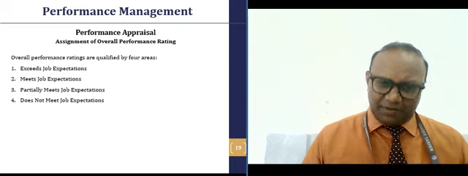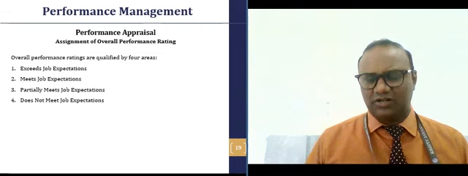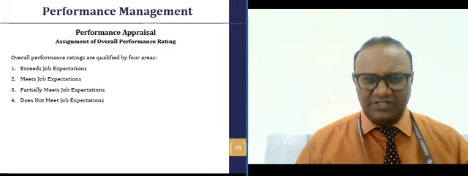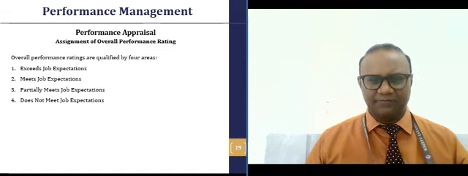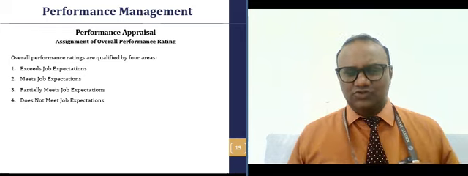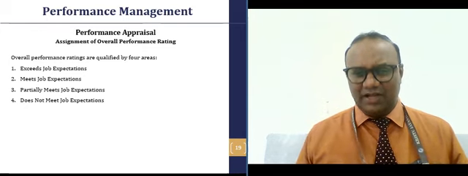Thirdly, it could be they are partially meeting. They're almost there, but not meeting the standards. They must be around 65 to 80% there, but not yet 100%. And then fourth could be an employee who fails in achieving those job standards or job targets.